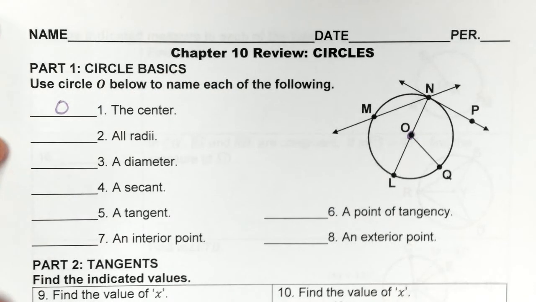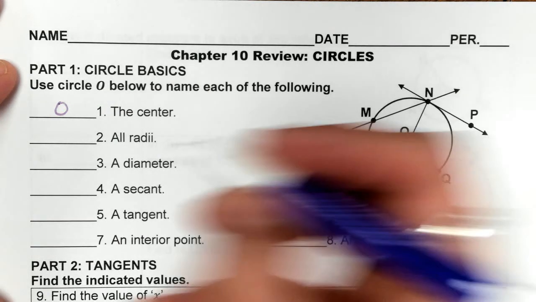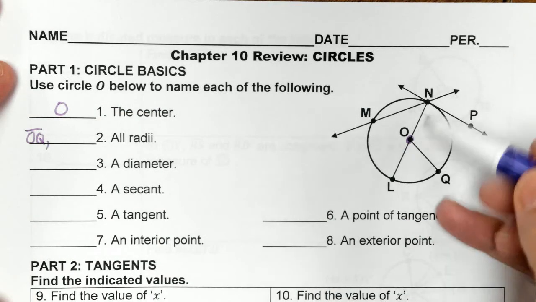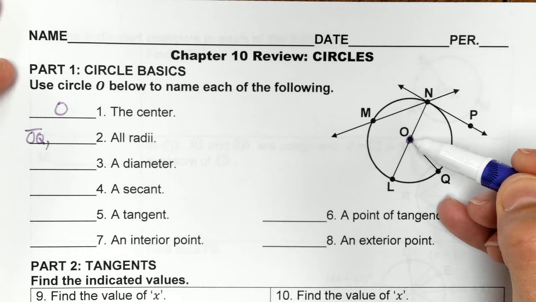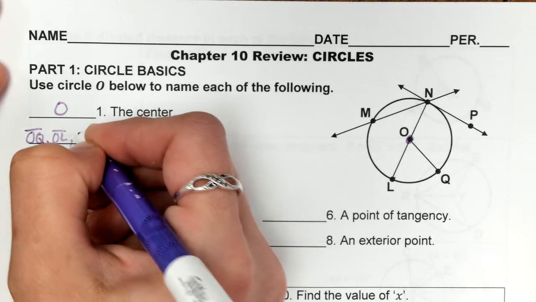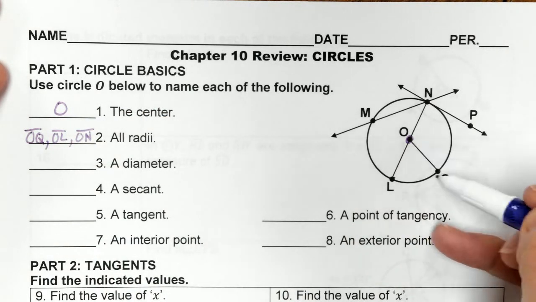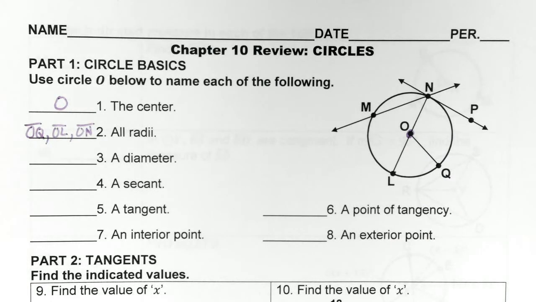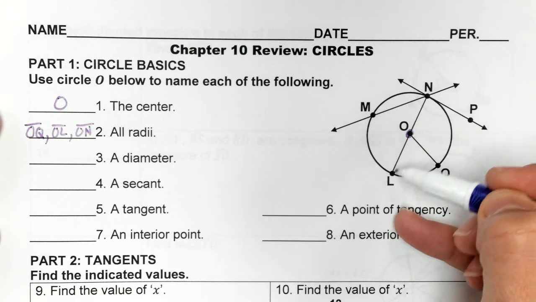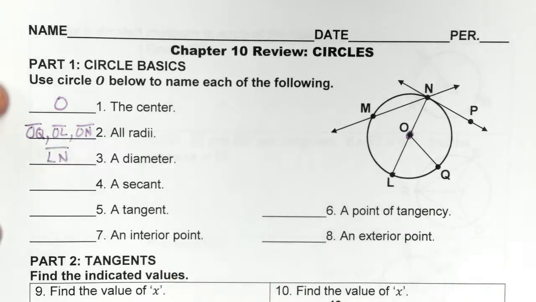Okay? We want to know all the radii. Well, first we can see the segment OQ is a radius, right? But we need to remember that when you have a diameter, you have 2 radii. So you also have segment OL and segment ON. And I look around, and those are the only 3 that come from the center and go to the circumference. So we're done. Your diameter, as we already spoke, right here, that creates those 2 radii, segment LN. And you can reverse it and say segment NL as well.